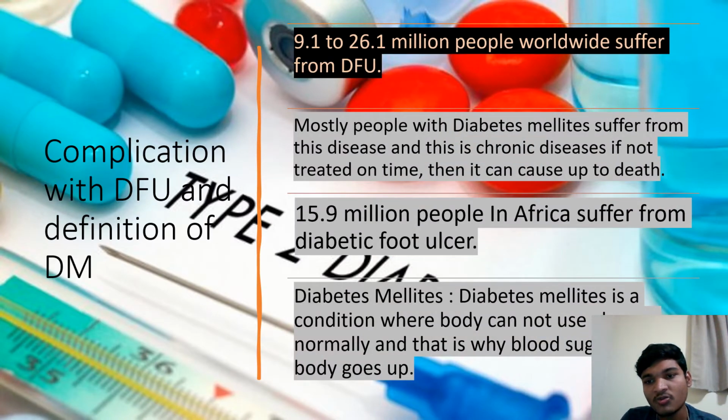Around 29.1 to 26.1 million people worldwide are suffering from these diseases, and mostly the patients have diabetes mellitus, because in diabetes, as you know, the immune system gets weaker. So there are higher chances for diabetes mellitus patients. 59.9 people suffering from this disease belong to Africa only. Diabetes mellitus is a condition where the body cannot utilize glucose normally and the blood sugar level goes up.